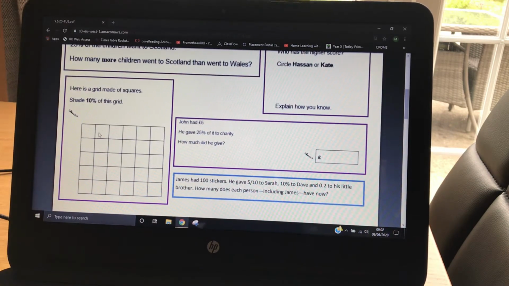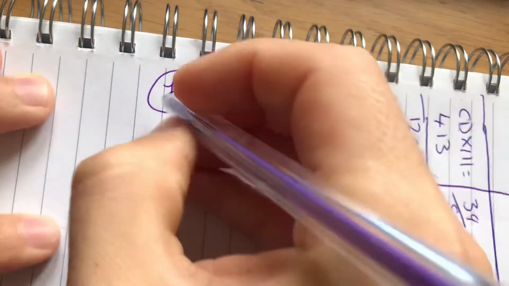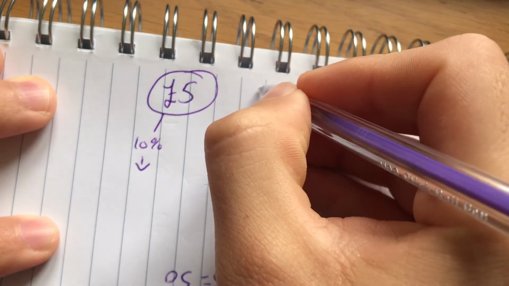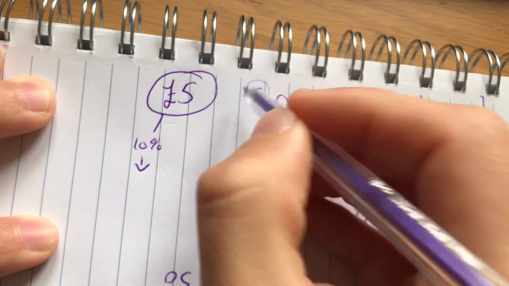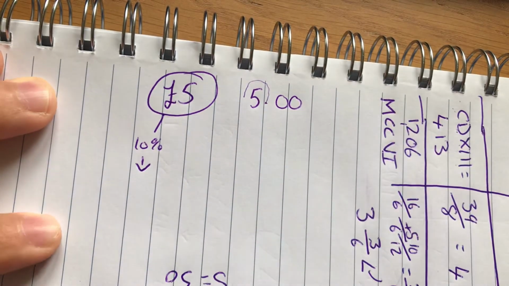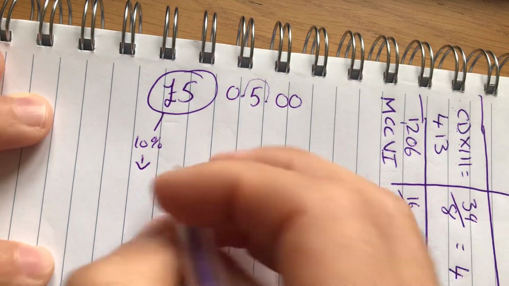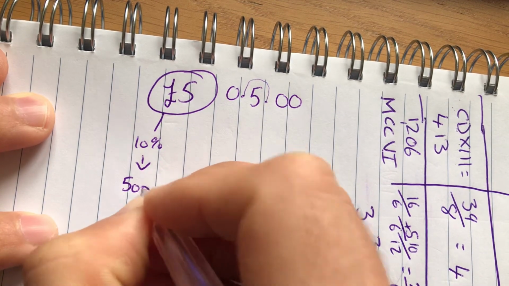This one here, John had £5. He gave 25% of it to charity. How much did he give? Right, so we've got to find 25% of £5. So here's my £5. Let's do 10%. Now remember, when we're in money, 10%, so divide that by 10. That's going to be £0.50, which we know as 50p. So I'm going to put it into pence. That one's 50p.